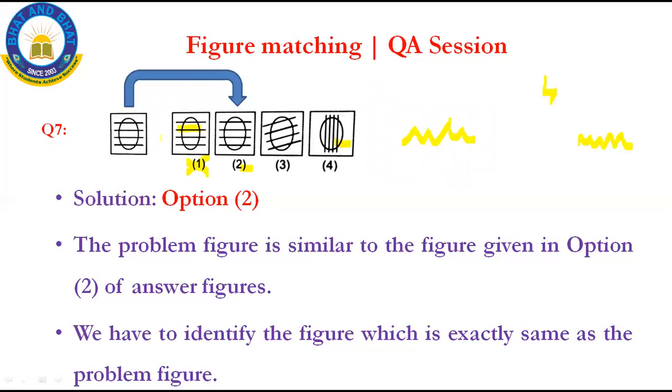See, option 3 is not a correct answer because it is drawn horizontally. Can you see here? It is all drawn horizontally. But here the lines are straight. Okay, the lines are straight, but in the option it is horizontal. So option 3 is not a correct answer. And option 4 is totally different. So which is the correct answer here? Option 2 is the correct answer, which resembles the problem figure. So among the given answer figures, we have to identify the figure which is the same as the problem figure.